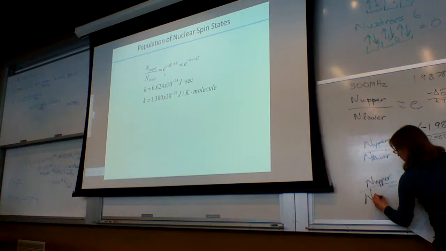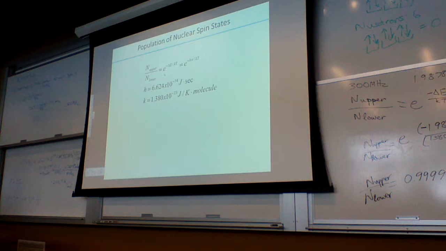Now 0.999952 is equivalent to there being 1,000,000 of the spin states in the upper energy spin state for 1,000,050 spin states that are in the lower energy spin state. This means that there's a difference of 50 out of 1 million.